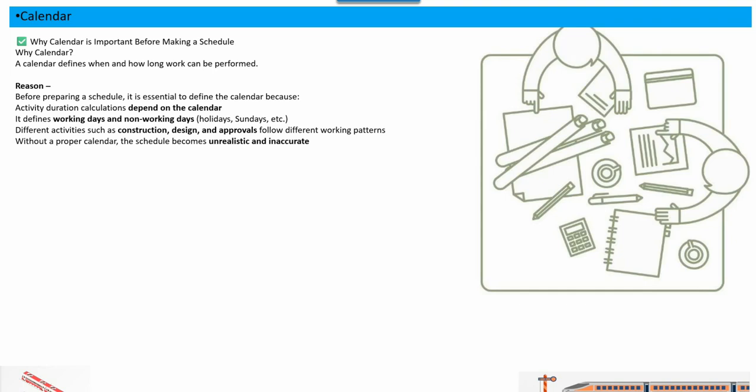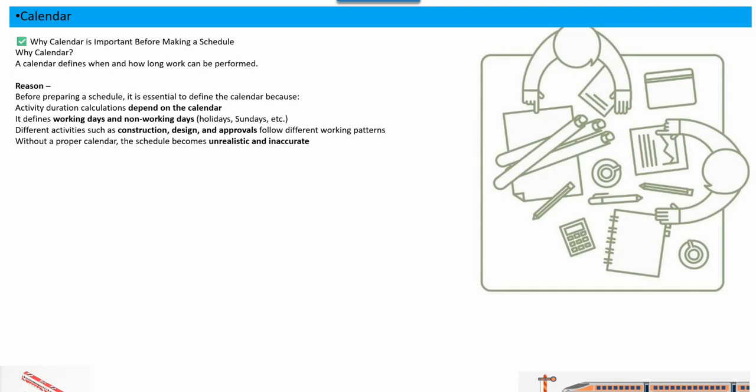Like design, which is always given to the design consultant. They generally perform 5 days a week or 6 days a week, 8 hours. So the construction timeline and design timeline are different. Without a proper calendar, the schedule becomes unrealistic and inaccurate.